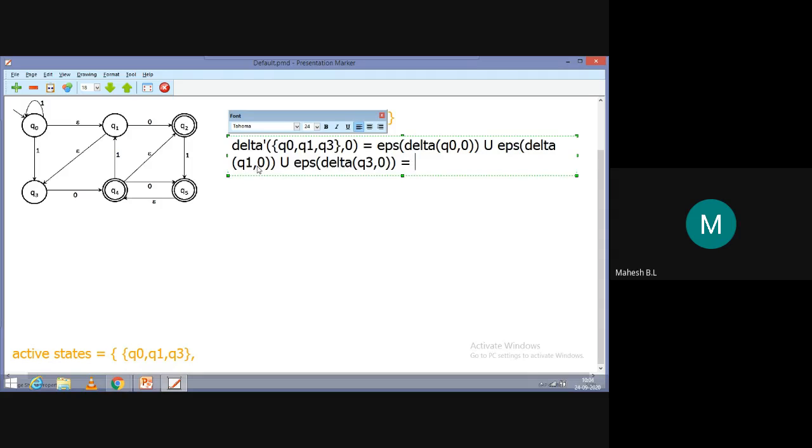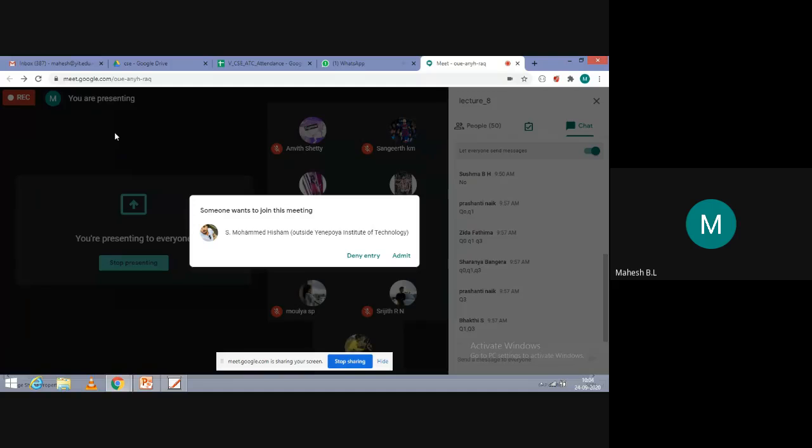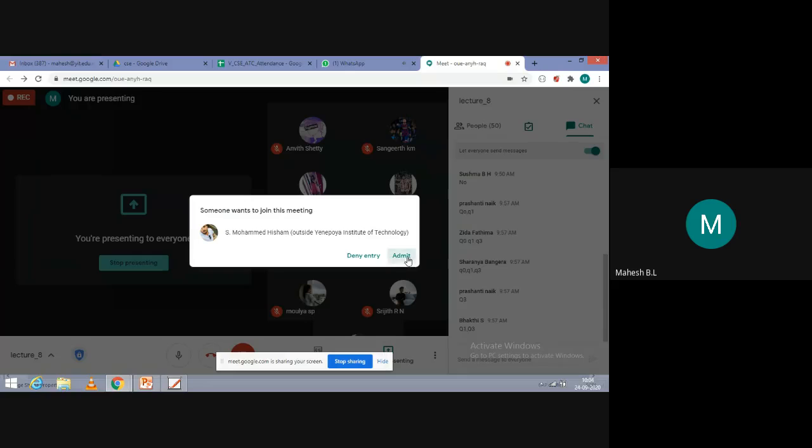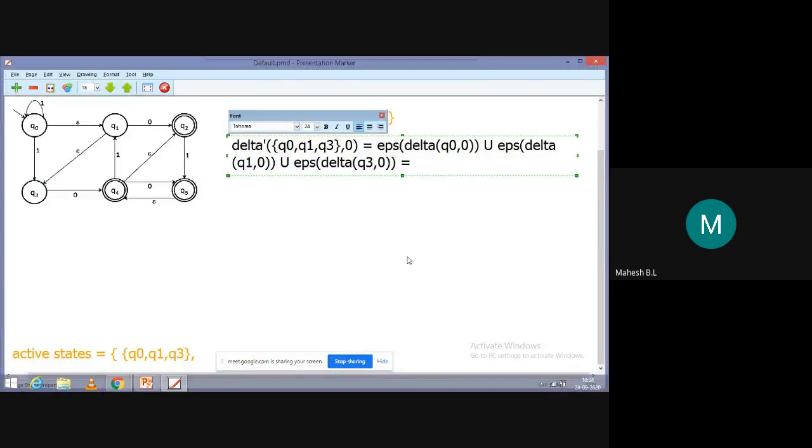Then q1 on 0. What is q1 on 0? See, I'm considering the second component. The first component is null because for q naught there is no transition defined on 0. Second component, q1 on 0. What is it?